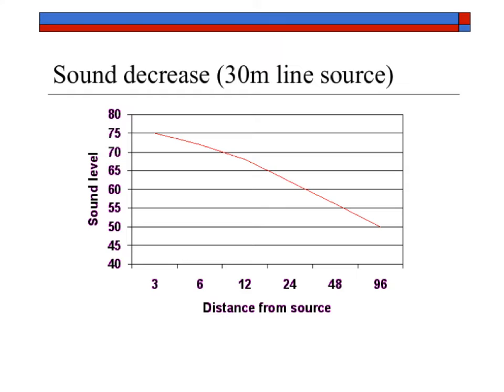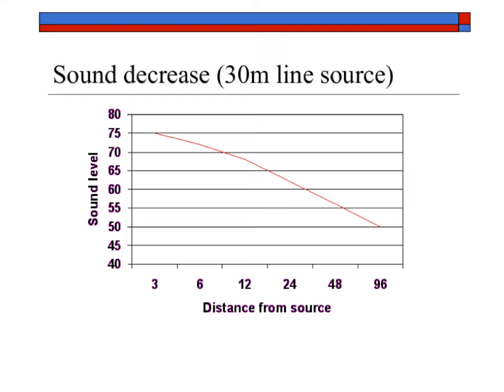Here's a graph of how the sound decreases for a line source. In this particular case, we're assuming a line source approximately 30 meters long, and the distance on the bottom is also in meters. You'll also notice that the distance is arranged in a logarithmic fashion. That is to say, every unit doubles rather than just a fixed amount of increase per unit. So from 3 meters out to about 10 meters, there's a straight line of a small slope, and then at the point beyond 10 or 12 meters, the slope is greater.